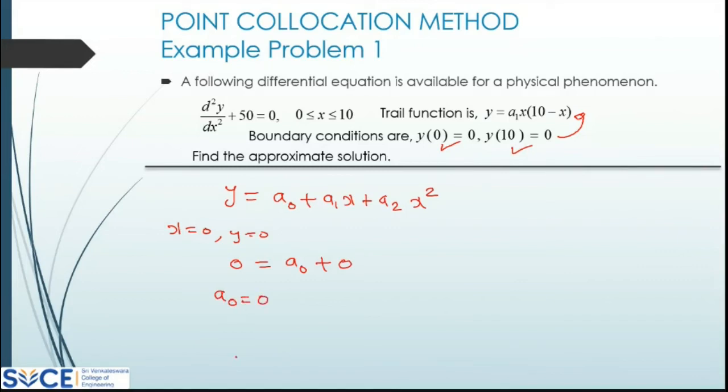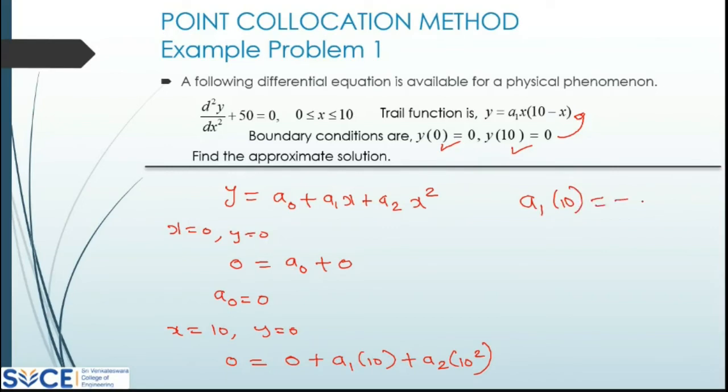Okay, right. Next, when x is equal to 10, y is 0. Let me apply this here. So what we'll get? y is 0, a naught is already 0, we identified. Plus a1 into 10 plus a2 into 10 square. Right? So which means I'll get a1 10 is equal to minus a2 10 square.